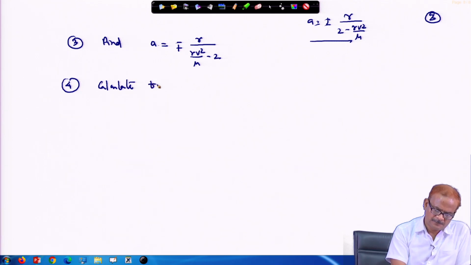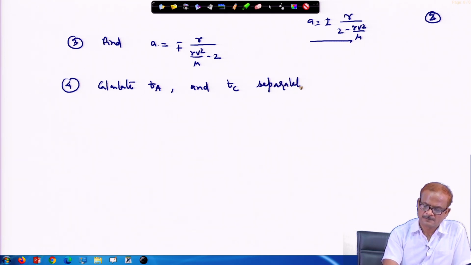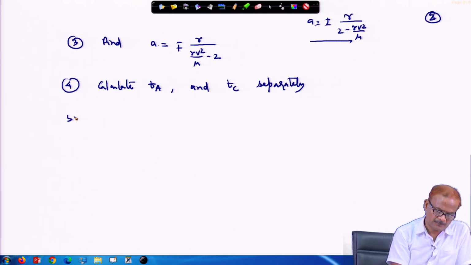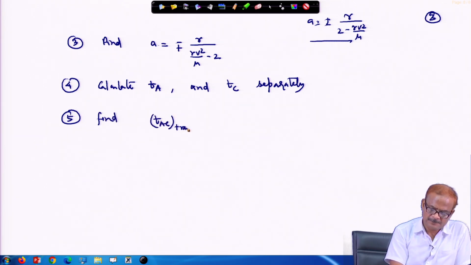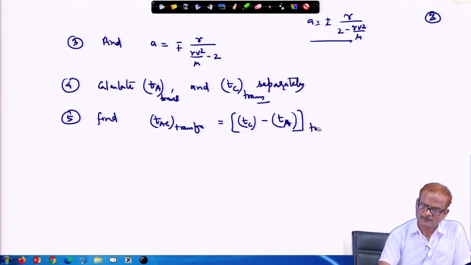Calculate T A. Now, in this case, because it is an elliptical orbit, we need to calculate T A and T C separately, and from there find T AC transfer, and this is to be done in the transfer orbit. T AC transfer will be T C minus T A in the transfer orbit.